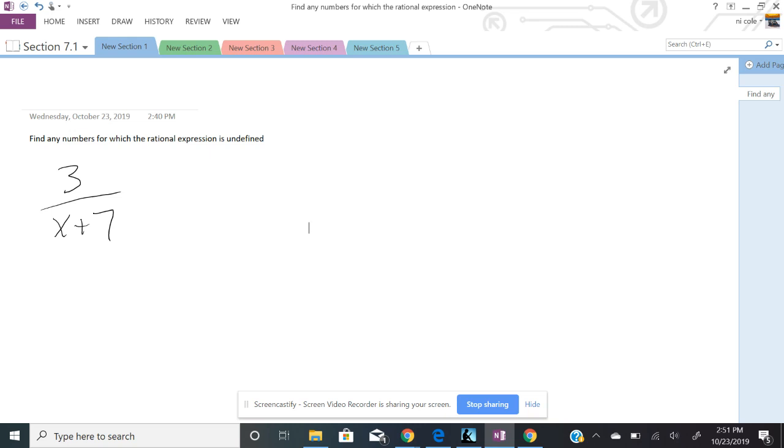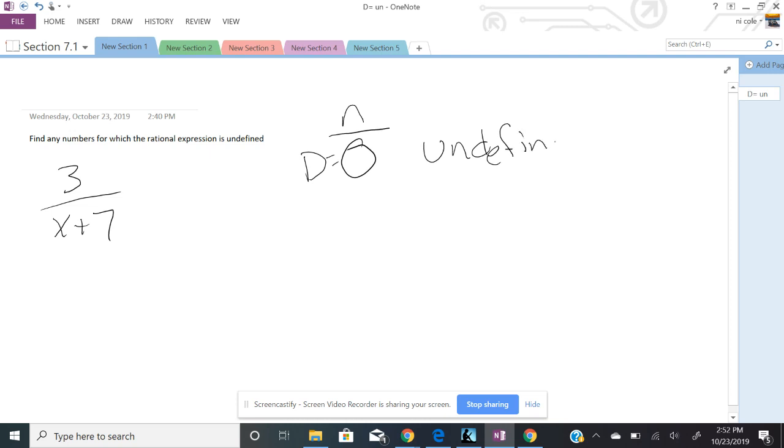So you're going to start off in section 7.1 talking about when a fraction is undefined. The only time a fraction is undefined is if there's a zero in the denominator. We don't care if there's a zero in the numerator, but if the denominator equals zero, it becomes undefined. So all you worry about is the denominator.